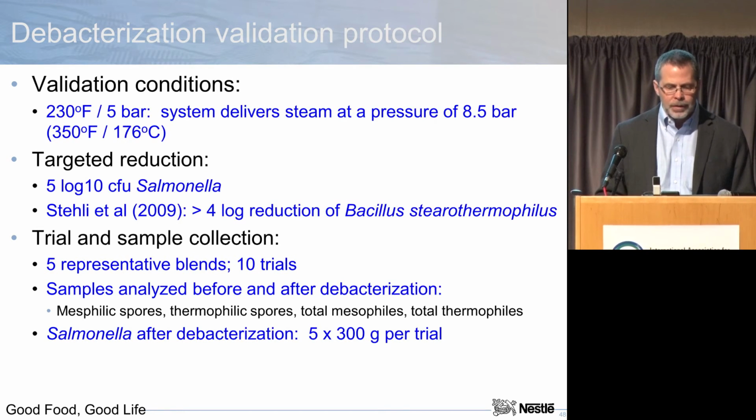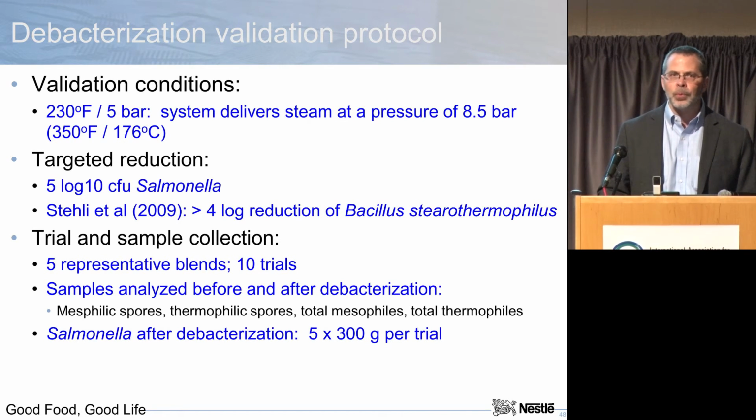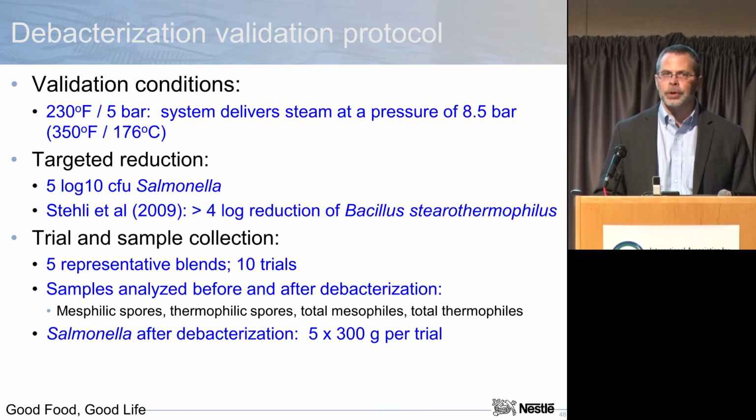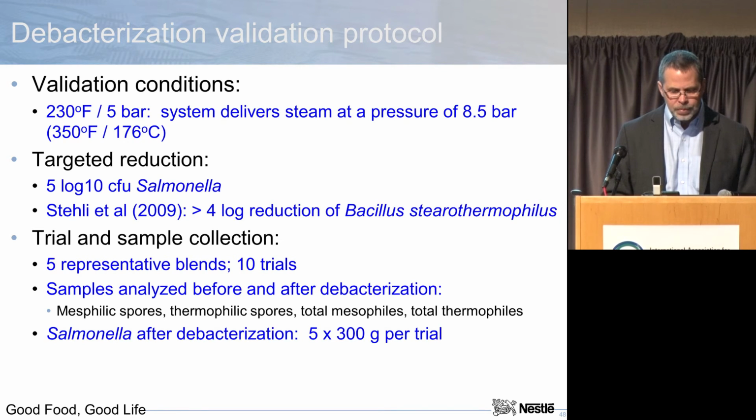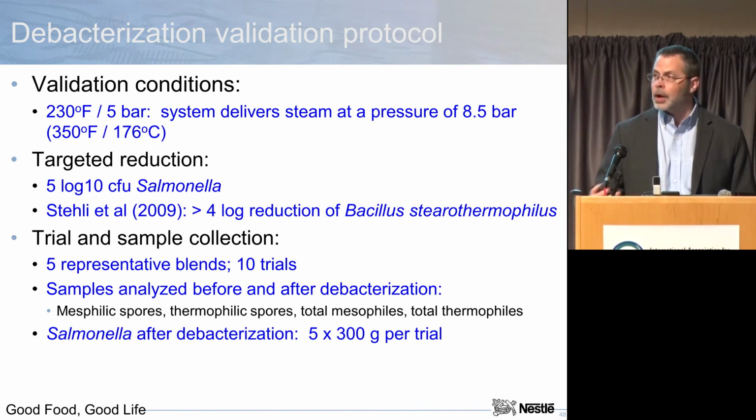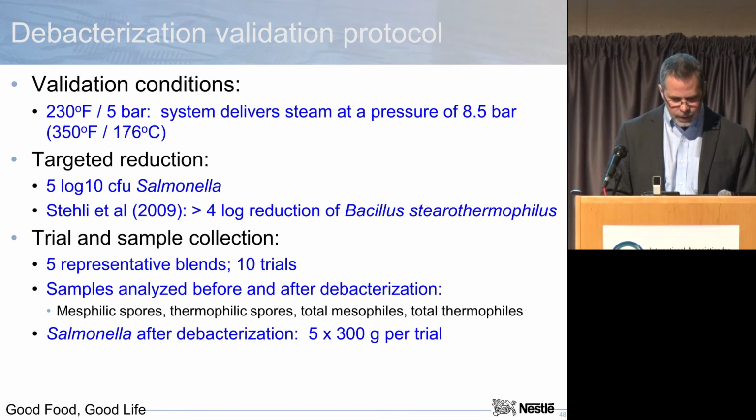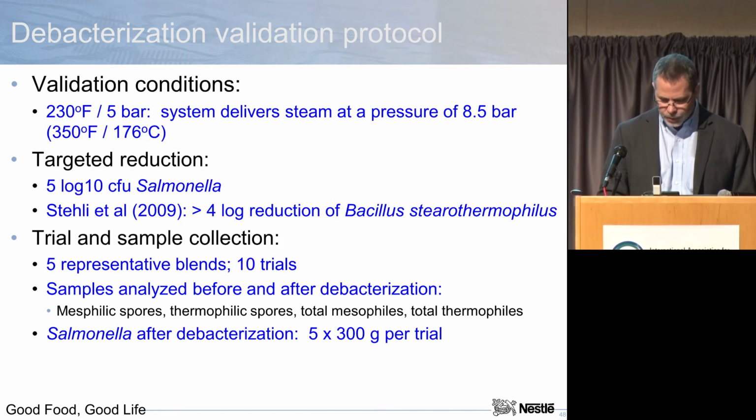We were targeting a 5-log reduction of salmonella, but we also knew that some of the literature looked at spores. So we said, okay, well, if we get a reduction of spores, that should be enough for salmonella. We did 5 representative blends, 10 trials, and we looked at the samples before and after debacterization for spores. We weren't even looking for salmonella. We were using index organisms here. And then we did 5 by 300 grams per trial.